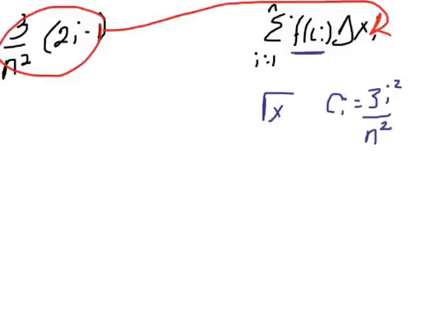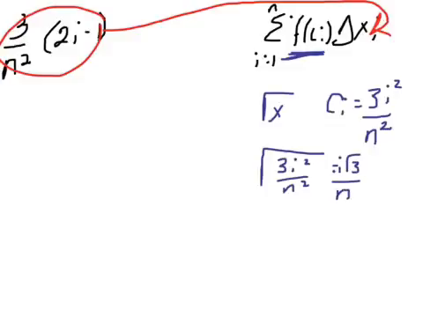All right, so what that would mean, how can I describe this function value here? Well, that would be the square root of 3i squared over n squared, which would be the square root of 3, and then outside the radical we would have an i over n. I'll just stick it out front. So now if I put these parts together, I'll write this in a different color here.